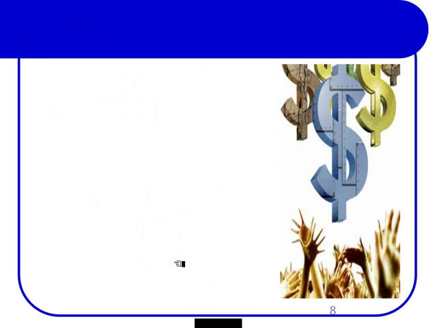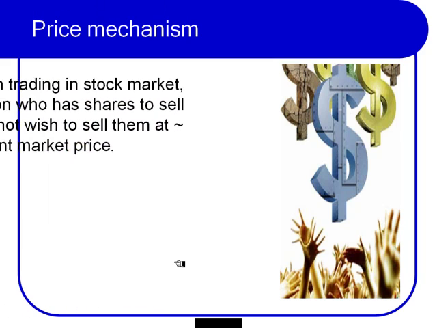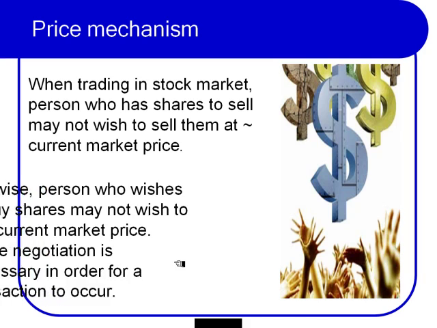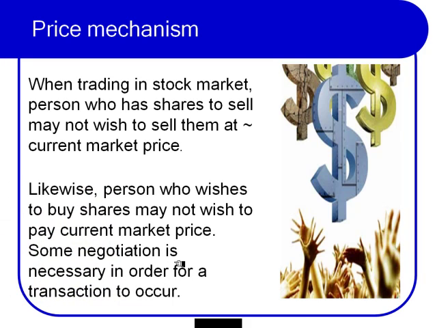Let's move along. Price mechanism. When trading in the stock market, you look at the shares and you say, well, if they're good shares, lots of people want to buy them. If they're poor shares, not so many people want to buy them. When lots of people want to buy them, the share price goes up. When few people want to buy them, the share price goes down.